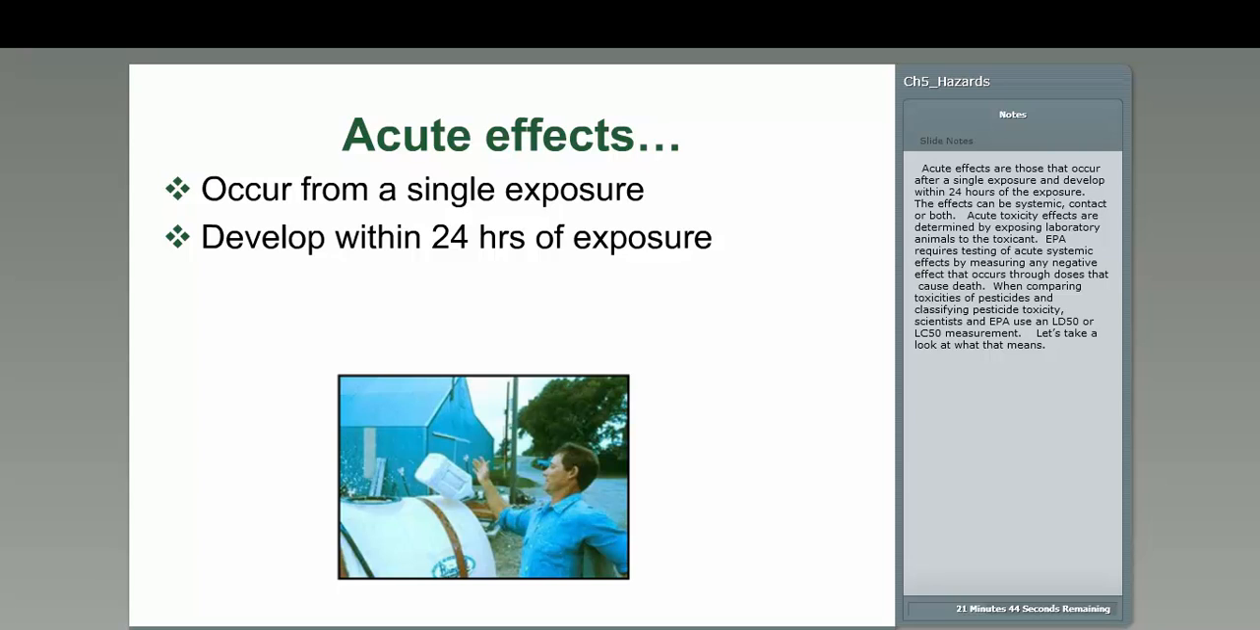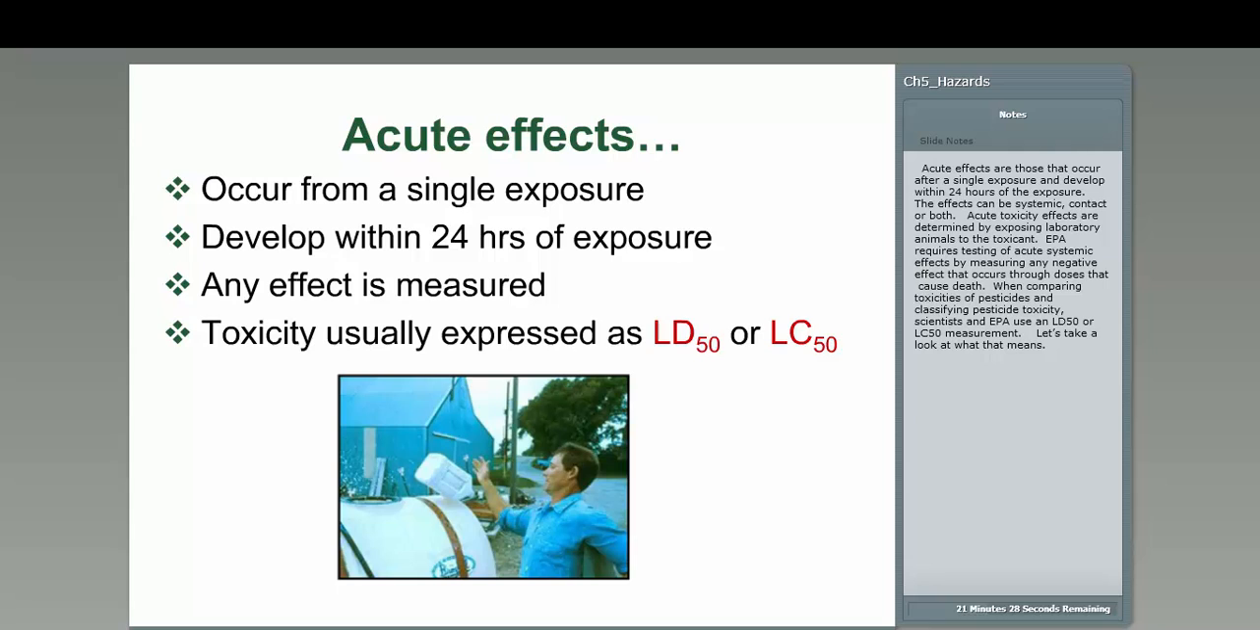Acute toxicity effects are determined by exposing laboratory animals to the toxicant. EPA requires testing of acute systemic effects by measuring any negative effect that occurs through doses that cause death. When comparing toxicities of pesticides and classifying pesticide toxicity, scientists and EPA use an LD50 or LC50 measurement. Let's take a look at what that means.